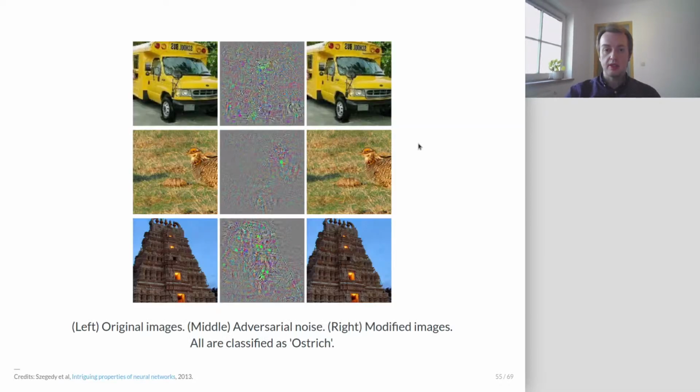Of course, there are plenty of other examples. These are other examples in which you have the picture of a bus, of a bird, and of some kind of pyramid. When you add this noise with some very small magnitude, that produces these three new images. And I think it was AlexNet in this case, then AlexNet predicts that these three images correspond to ostriches. Of course, this is plain wrong.